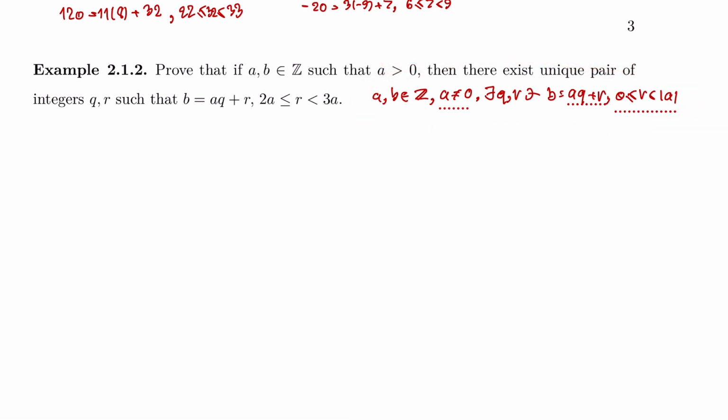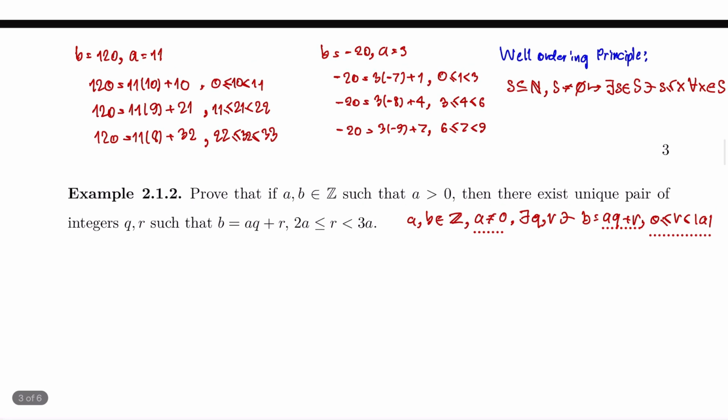But now, if you have a which is positive and b which is any integer, you will have q and r such that b equals aq plus r, but r is now greater than or equal to 2 times the divisor but less than 3 times the divisor. How can we do it? Can we have this kind of remainder? Take a look at this example.